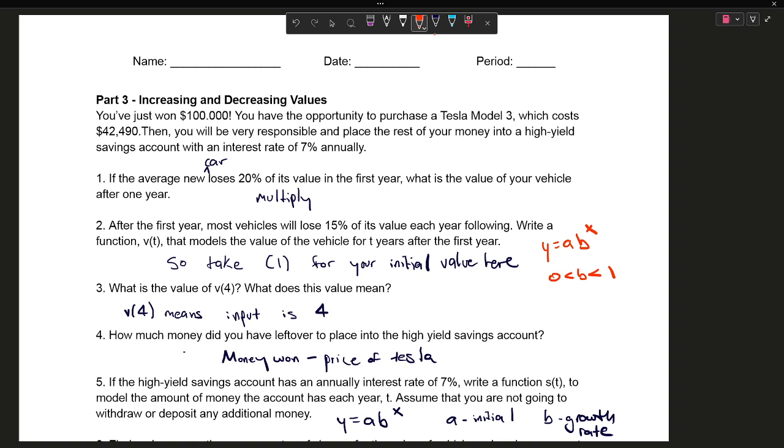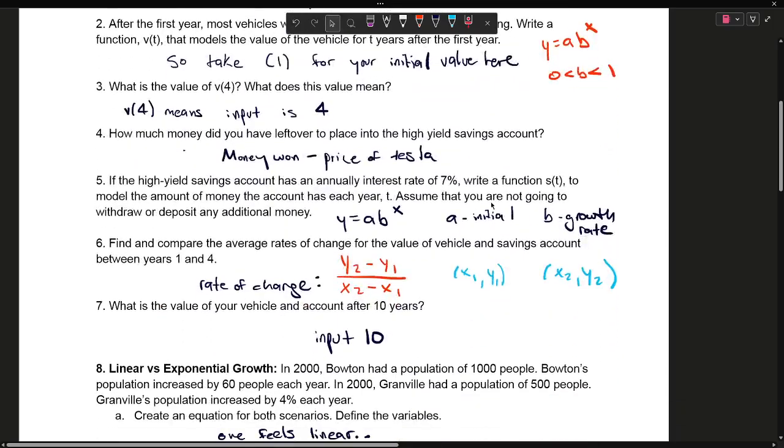And 3 is asking what is the value of v of 4. That's obviously f of x, or v of x is the same thing as saying y. So that just means when your input is 4, plug in 4 for your x value. Number 4 says how much money do you have left over to place in the high yield savings account? You take the initial 100,000 and you subtract the price of the Tesla. Number 5 says if the high yield savings account has an annual interest rate of 7%, write a function to show the amount of money the account has each year.